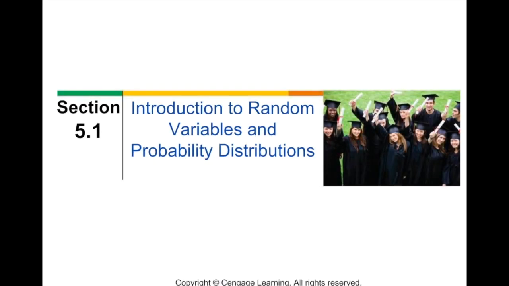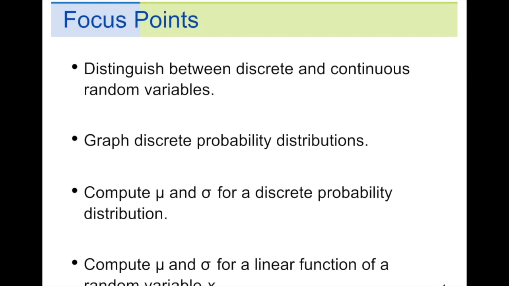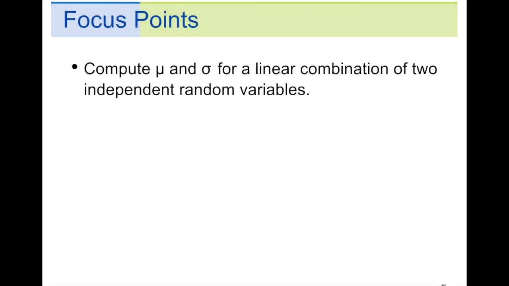Section 5.1, Introduction to Random Variables and Probability Distributions. Focus points. Distinguish between discrete and continuous random variables. Graph discrete probability distributions. Compute mu and sigma for discrete probability distributions. Compute mu and sigma for a linear function of a random variable x. And compute mu and sigma for a linear combination of 2 independent random variables.